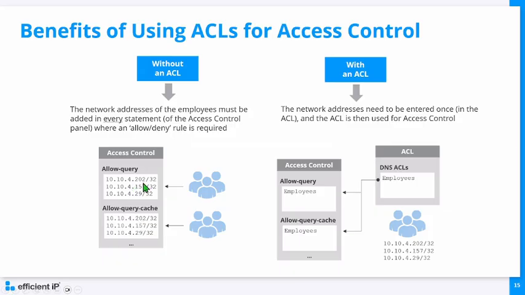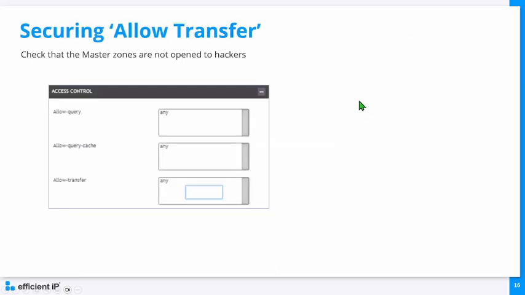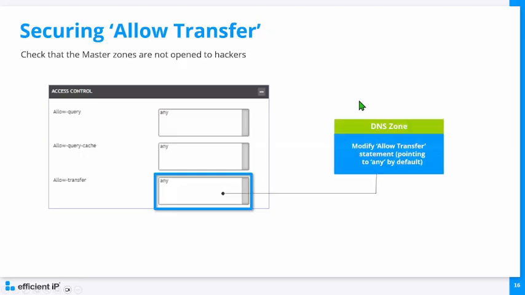Now, what happens when there's an IP address change? You need to edit both access controls. Now, if you assign an ACL to the access control, for any change of the IP, you just have to modify the ACL. Once you modify the ACL, you don't have to change the access control. Okay, understand? Okay, good.